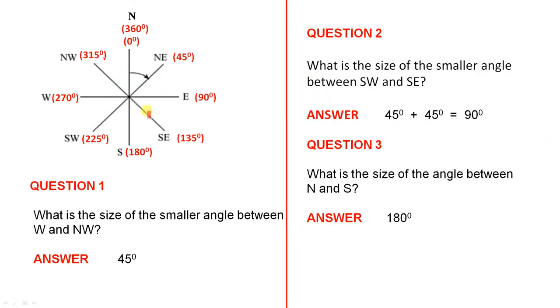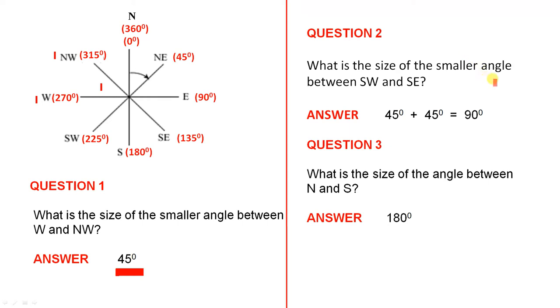Now I've repeated the diagram here because we've got a few questions to answer, and that's for ease of reference. Question 1. What is the size of the smaller angle between west and northwest? Right, there's west, there's northwest, there's the angle, and that's 45 degrees.